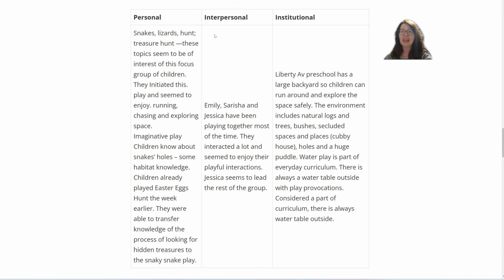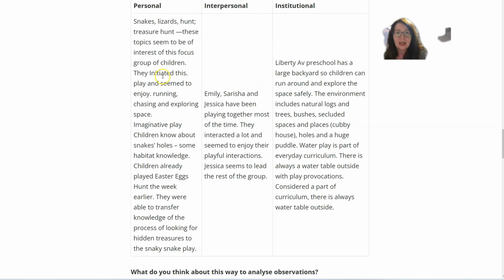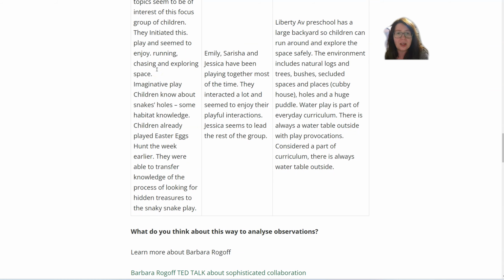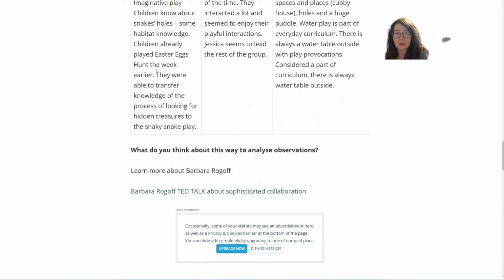So this is the observation, and this was Barbara Rogoff's lens, three planes of analysis, that I applied to it. For example, personal: snakes, lizards, hunt, treasure hunt. These topics seem to be of interest to this focus group of children. They initiated this play, and seem to enjoy running, chasing, exploring the space. Imaginative play also is evident.